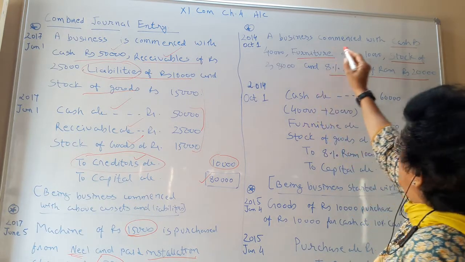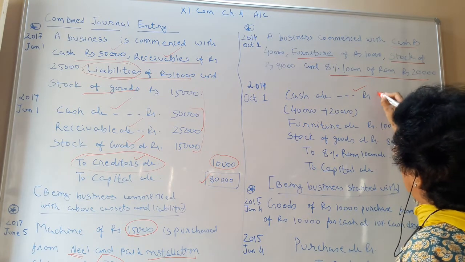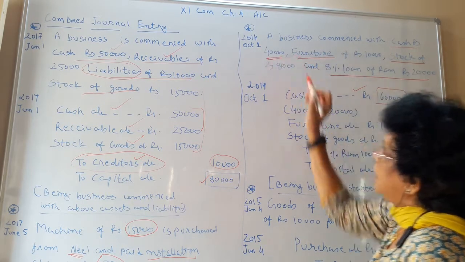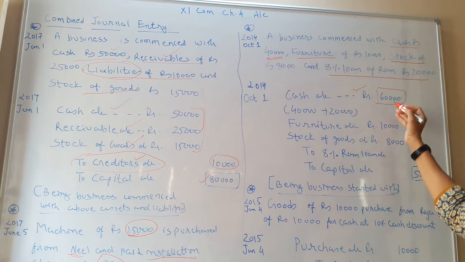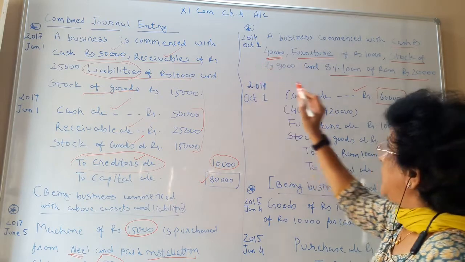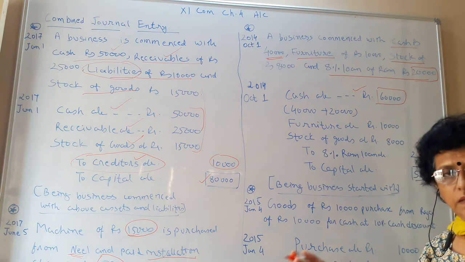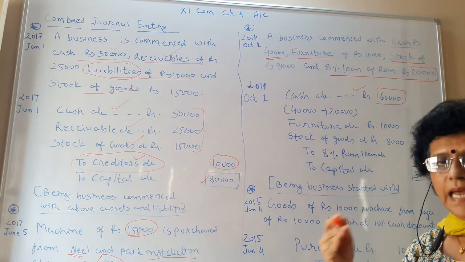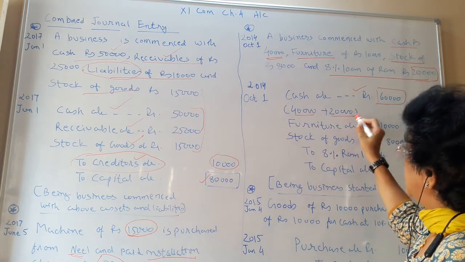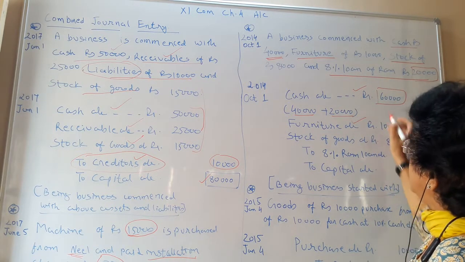So here the cash comes in, a real account, to be debited. Now see the figure. Cash we are debiting with 60,000. Here the cash given is 40,000. Why have we debited 60,000? Because 40,000 the owner himself brought, and 20,000 loan you have received on that day. So when you receive a loan, the loan money is to be added into the cash. So that cash is 40 plus 20, total becomes 60. Then furniture account debit rupees 10,000.